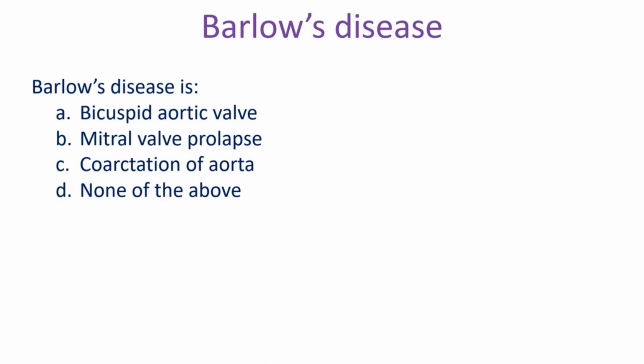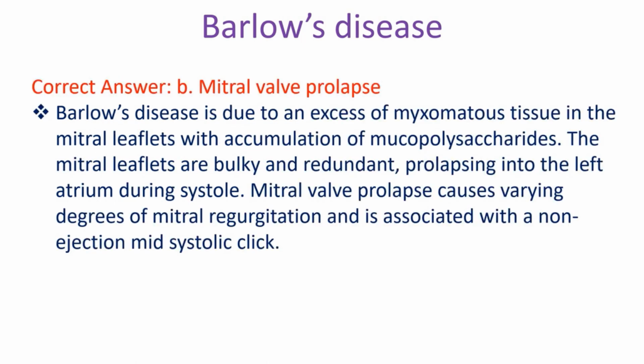Barlow's disease is: A. Bicuspid aortic valve, B. Mitral valve prolapse, C. Coarctation of aorta, D. None of the above. Correct answer B. Mitral valve prolapse. Barlow's disease is due to excess myxomatous tissue in the mitral leaflets with accumulation of mucopolysaccharides. The mitral leaflets are bulky and redundant, prolapsing into the left atrium during systole. Mitral valve prolapse causes varying degrees of mitral regurgitation and is associated with a non-ejection mid-systolic click.